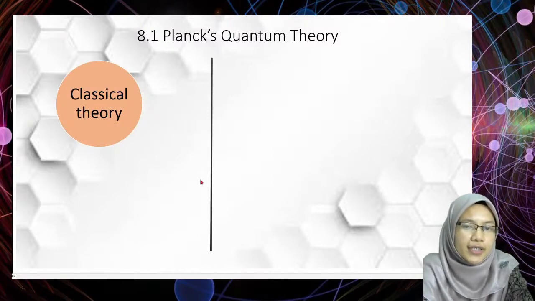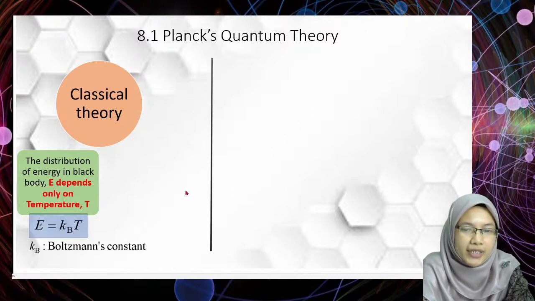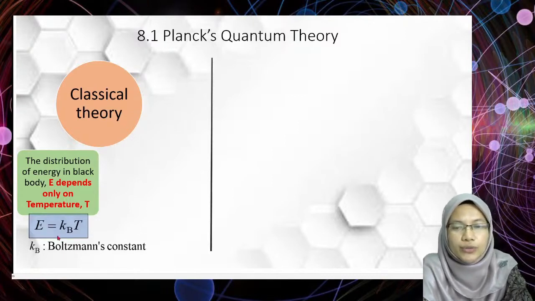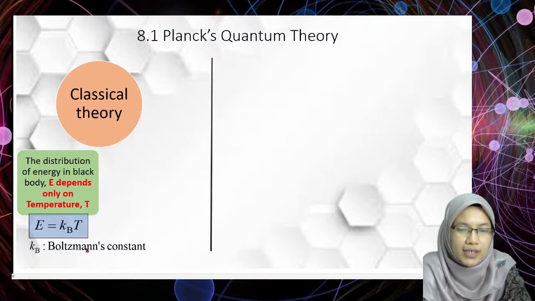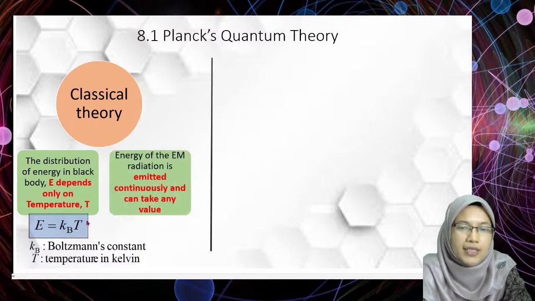Classical theory states that the distribution of energy in a black body depends only on temperature T. According to this equation, E equals kBT, where E represents energy, kB represents the Boltzmann constant, and T represents temperature, measured in Kelvin. Besides that, classical theory also states that the energy of electromagnetic radiation is emitted continuously and can take any value.